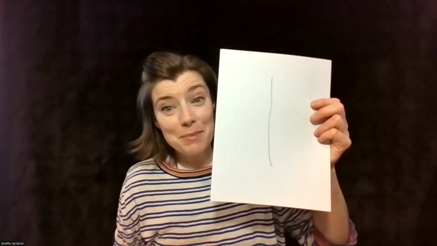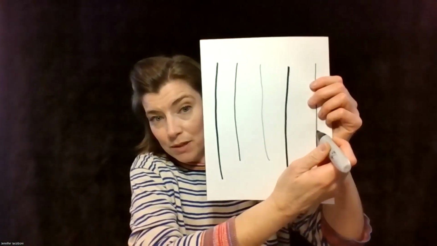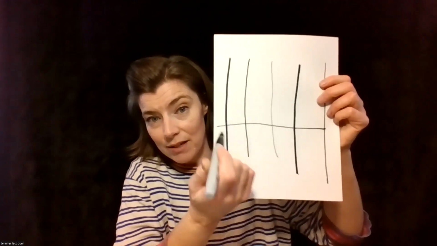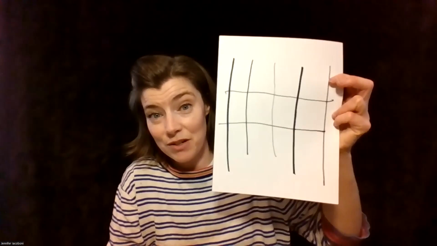So let's go ahead and spend some time, and I want you to draw some vertical lines across your paper. Remember, they can be different lengths, they can be thick, they can be thin. Draw a few across. Now we're going to add our horizontal lines. Our horizontal lines go from left to right, or right to left, across the page this direction. So go ahead and add more horizontal lines to your page.